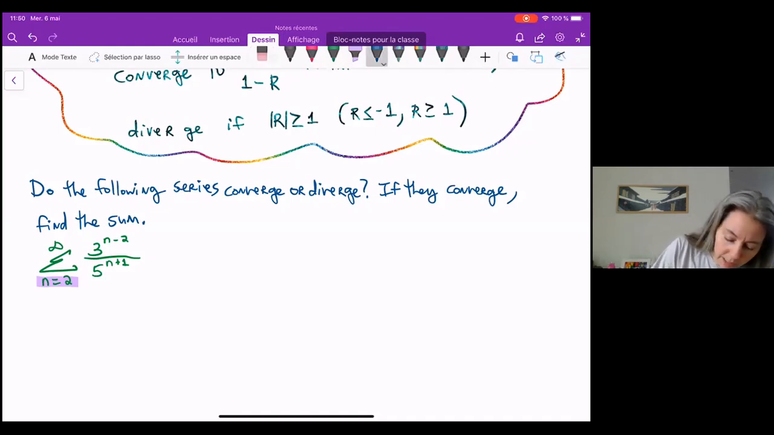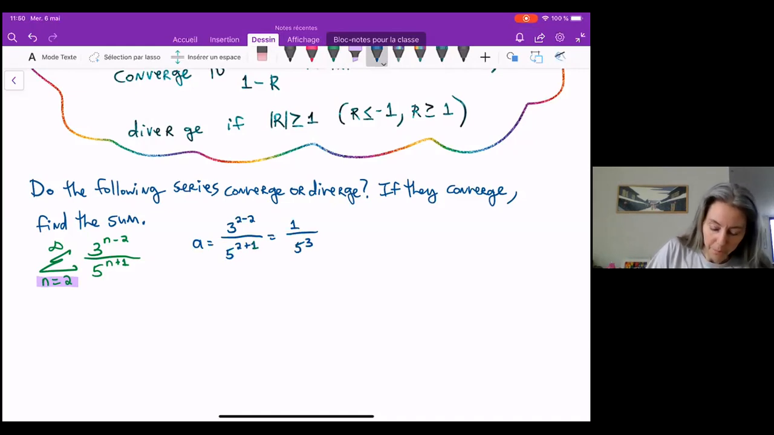So to find a, I'm doing 3 to the 2 minus 2 over 5 to the 2 plus 1. 3 to the 0 is 1. That gives me 5 cubed, which is 1 over 125.